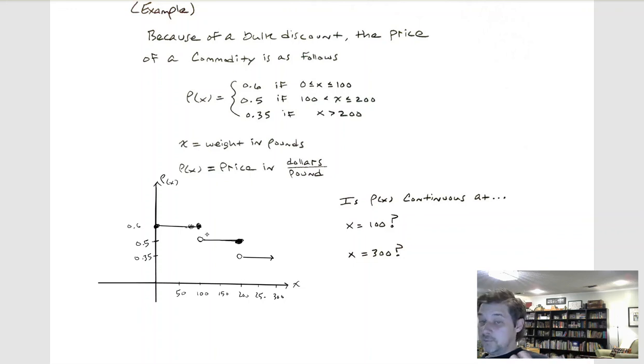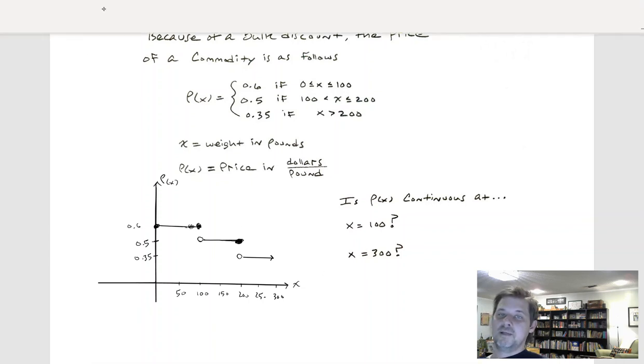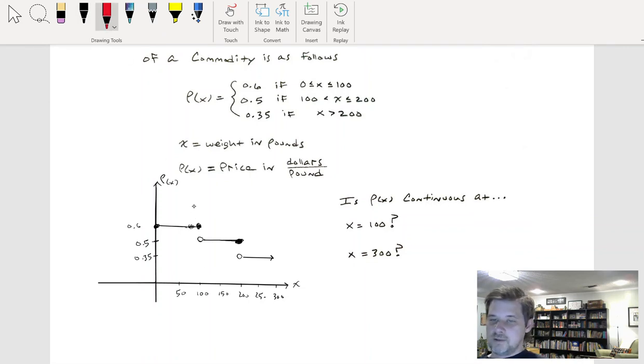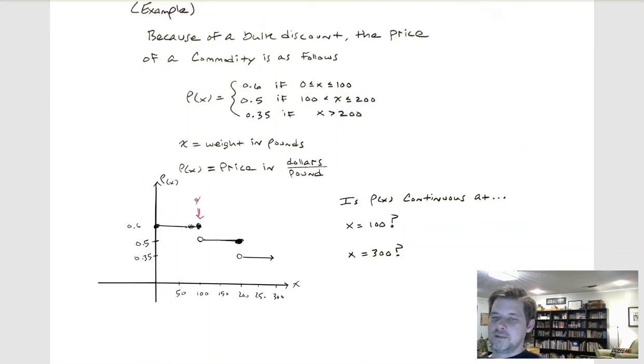Now that we're looking at that, if you can agree with my graph, would it be continuous at the point where x is 100 versus 300? Well, look what we're trying to examine. Is it continuous here? Okay, so this is the point where x is 100. Versus, is it continuous like over here? This is the point where x is 300. Well, okay, so it's not continuous here. There's an obvious break, so no for that one. Final answer.